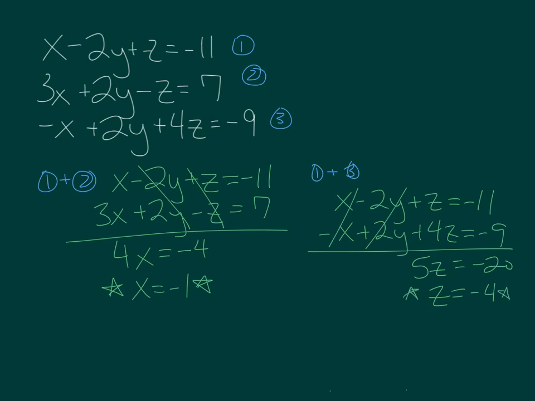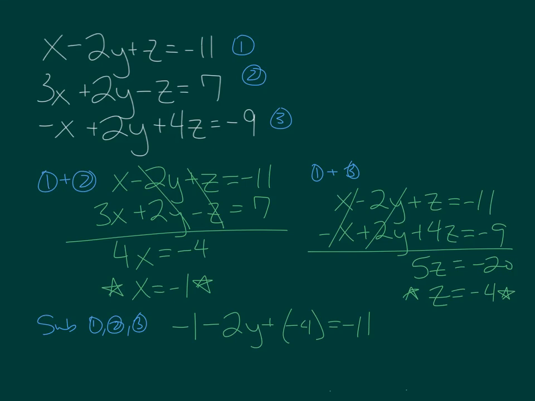Here's the second part of my three-part answer. All that's left to do is to substitute these values into either 1, 2, or 3. It doesn't matter which one I substitute into, it will give me the correct answer. I'm going to choose the top one out of habit. Okay, we know that x is negative 1. We don't know y, but we do know that z is negative 4. And all of that together should equal negative 11.